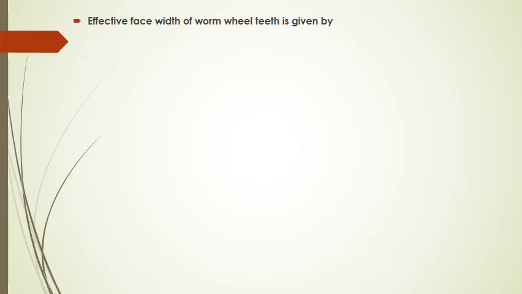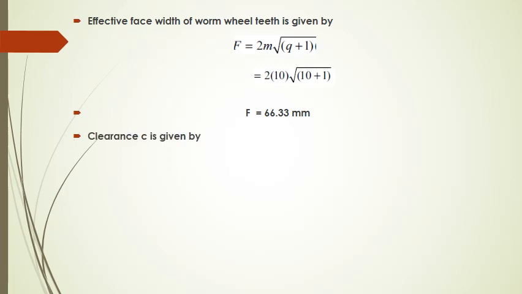Effective face width of worm wheel teeth is given by F is equal to 2m into square root of Q plus 1. Therefore substituting the values, F is equal to 2 into 10 into square root of 10 plus 1. Therefore F we are getting it as 66.33 mm. Therefore clearance C is given by C is equal to 0.2 m cos gamma. Substituting the values, C is equal to 0.2 into 10 into cos of 5.71 degree. Therefore clearance C is equal to 1.99 mm.